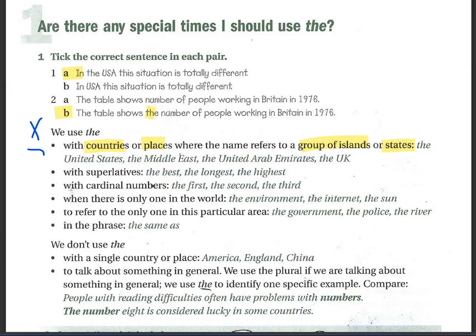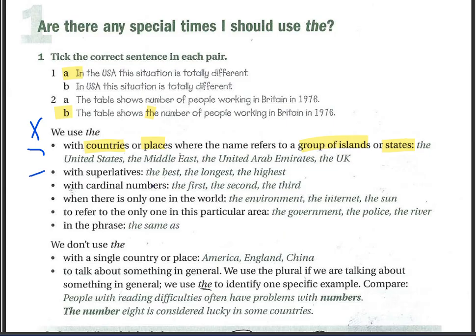Look at the examples. The United States, the Middle East, the United Arab Emirates, the UK. So you can just easily memorize these countries. For USA, for UK, we use the, but for other countries, we don't use any kind of article.